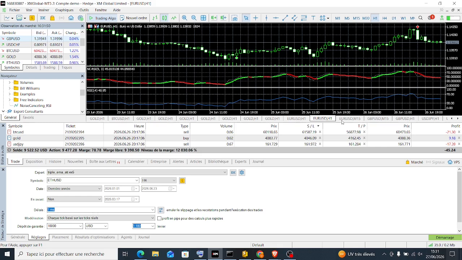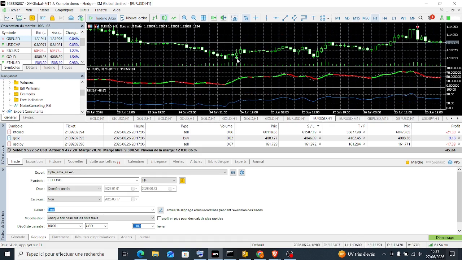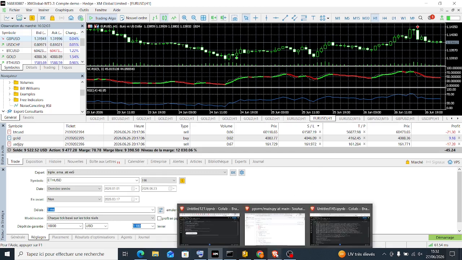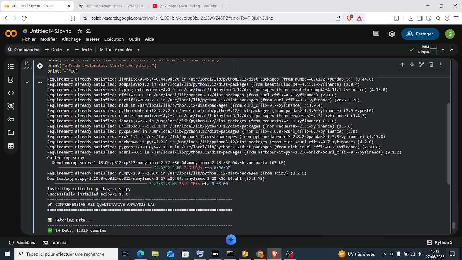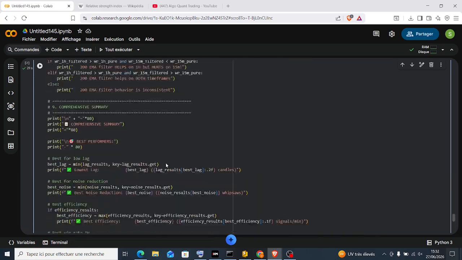Why does the same strategy work on the 1-hour chart but destroy your account on the 15-minute? I spent weeks running quantitative analysis on 6 different RSI variants, testing over 5,000 candles of data, and the results completely changed how I think about mean reversion. Today, I'm showing you the exact data, the exact code, and the exact mistake that's probably costing you money right now.